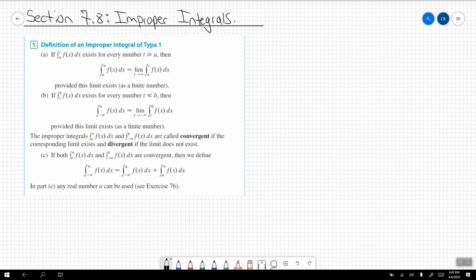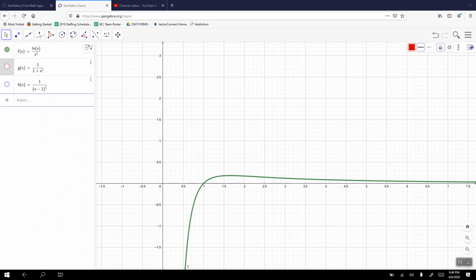That says that this is a definition of a type 1 integral. Now, what does it mean to be a type 1 integral? Or in this particular case, what is it that we're going to be observing? When we're looking at a type 1 integral, I want you to observe the limits. It's saying that the limit as t goes to infinity or t goes towards negative infinity. We want to get a visualization of what's happening there. So I'm going to go back and rely on my friend GeoGebra to get us to that part. So here we are.